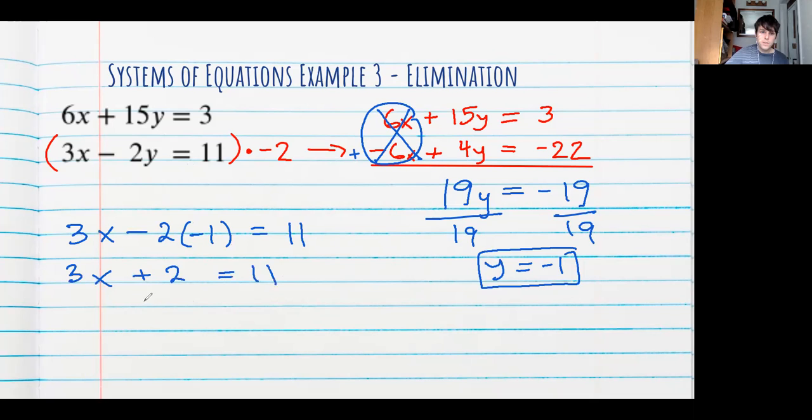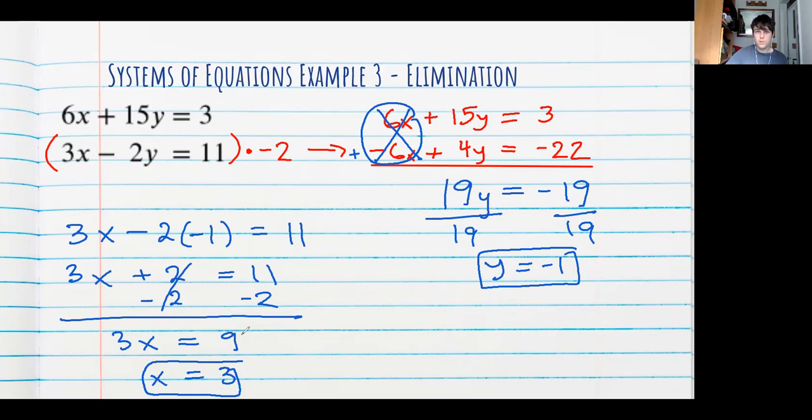And now I need to solve this. Subtract 2. We get 3x equals 9. Divide by 3. 9 divided by 3 is 3. So that is our solution for x. We can write our solution as a coordinate point, as an ordered pair, 3, -1. These two lines, these two linear equations, will intersect at the point 3, -1.